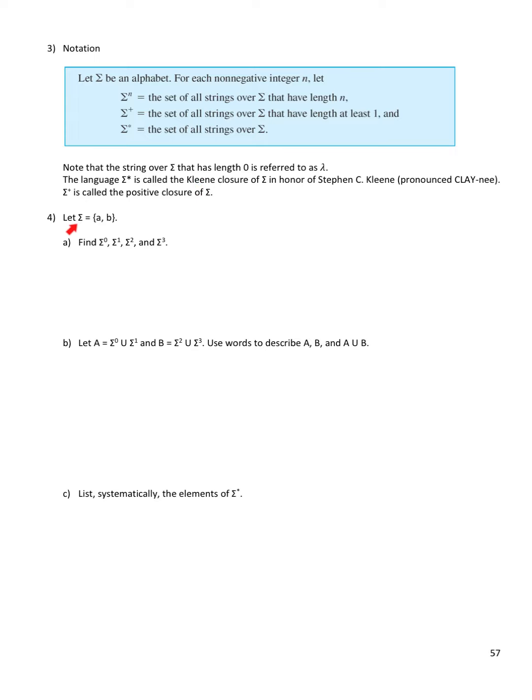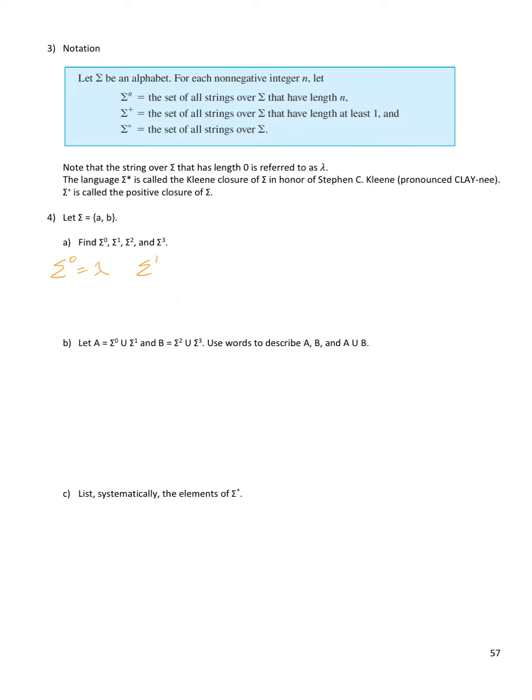Okay, so here is, again, the simple alphabet {A, B}. And I want to find sigma 0, sigma 1, sigma 2, and sigma 3. So remember, sigma 0 means the set of all strings over sigma that have length 0. There is only one. It's lambda, the null string.